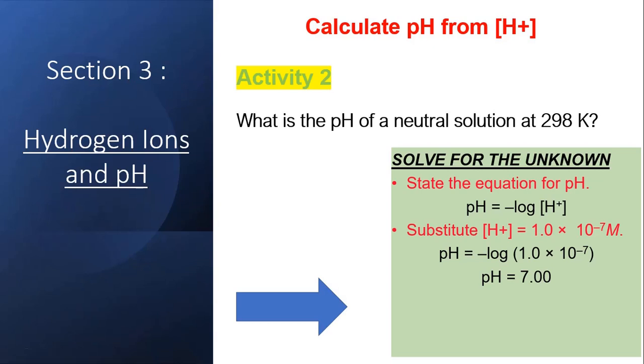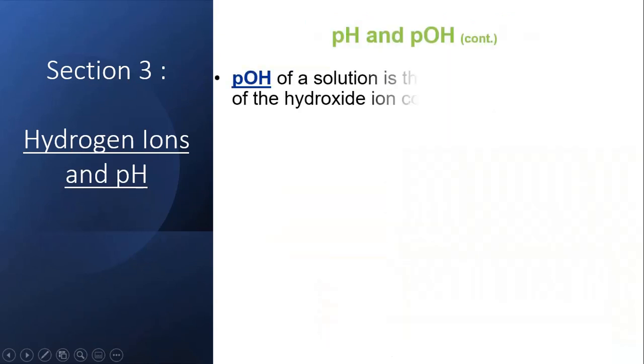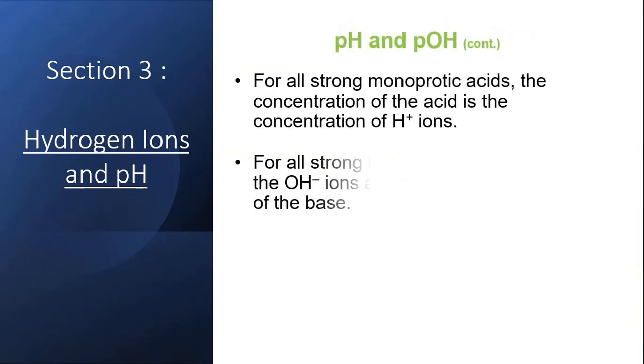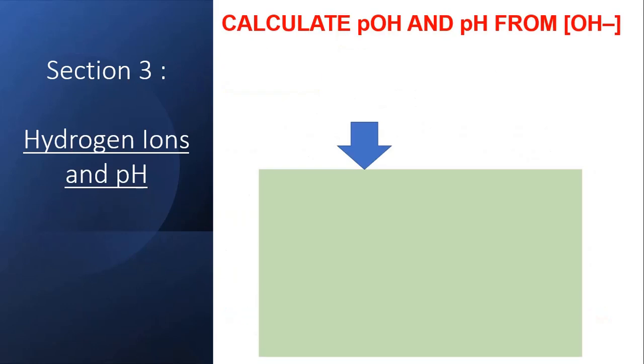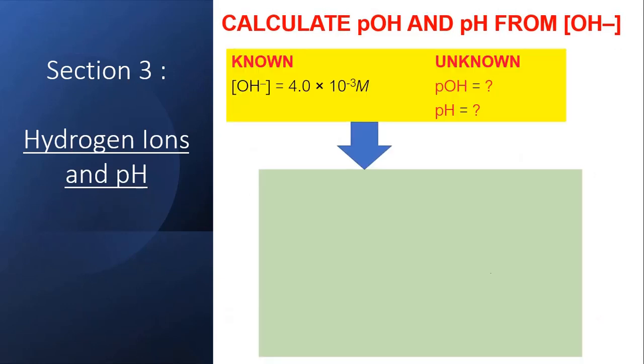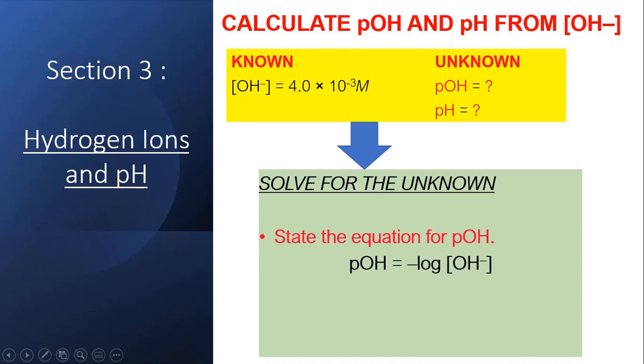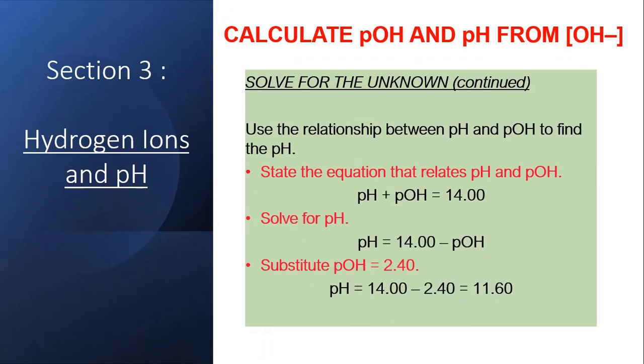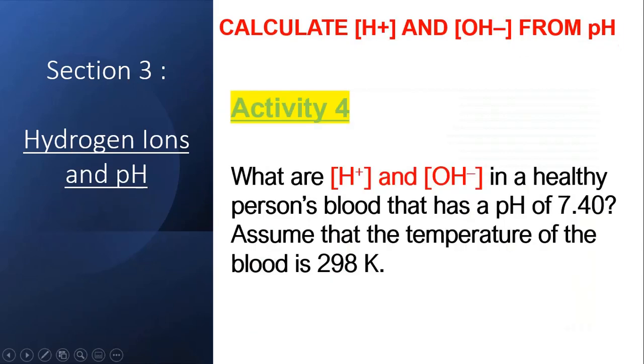In this example here, the activity, we calculated the pH from the concentration of H positive, which is a direct question. Just get the negative log of that concentration. If you have the pOH, you can get it the same way. Sometimes you are getting the OH negative to calculate the pOH. From the pOH, you can get the pH using pH plus pOH equals 14. This is the direct way to calculate the pH if you have pOH.